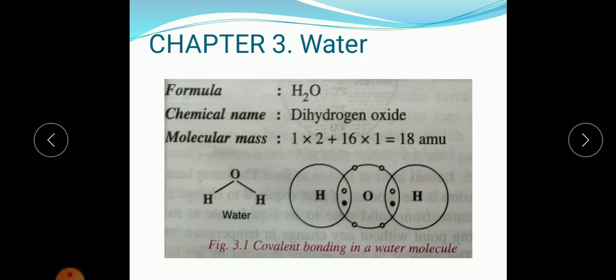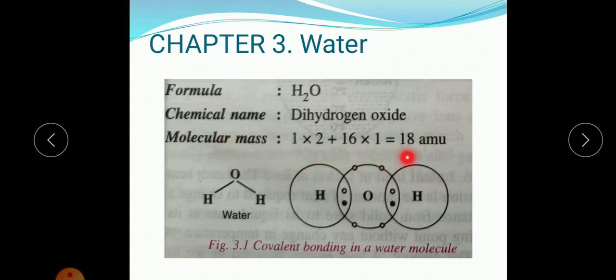Now today we are going to start a third chapter, water. In our previous classes we have seen the important questions related with the second chapter, that was chemical changes and reactions. Now today we'll start a new chapter that we call water. The molecular formula for water is H2O. The chemical name, we call it as dihydrogen oxide, or simply we call it as water.